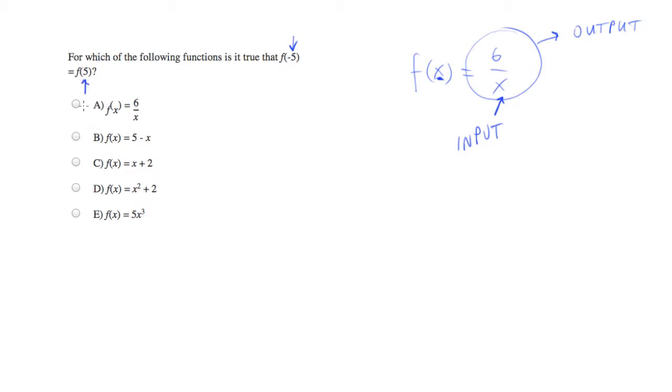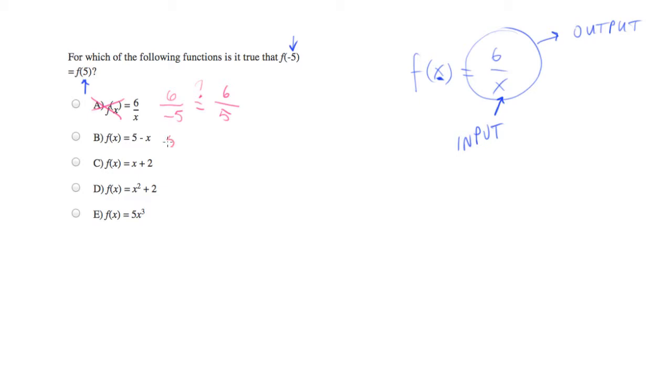And this problem then becomes a plug and chug problem. So for each one of these functions, I'm going to try following their directions and using the inputs that they say. So we want to test for answer choice A whether 6 over -5, I'm using -5 as an input, is equal to 6 over 5, with 5 used as the input. Now, -6/5 is not equal to 6/5, so A is not the answer. And let's keep on going.